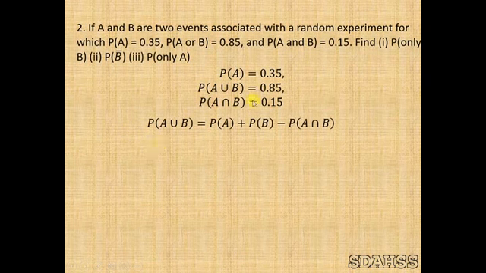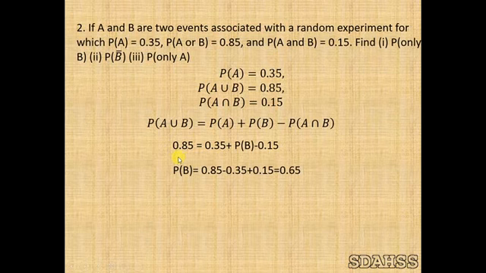First you have to find P of B. Here P of B is not given to you. So for that you make use of the P of A union B formula. P of A union B is P of A plus P of B minus P of A intersection B. Now you have to substitute all the values in this formula. So you have 0.85 is equal to 0.35 plus P of B minus 0.15.